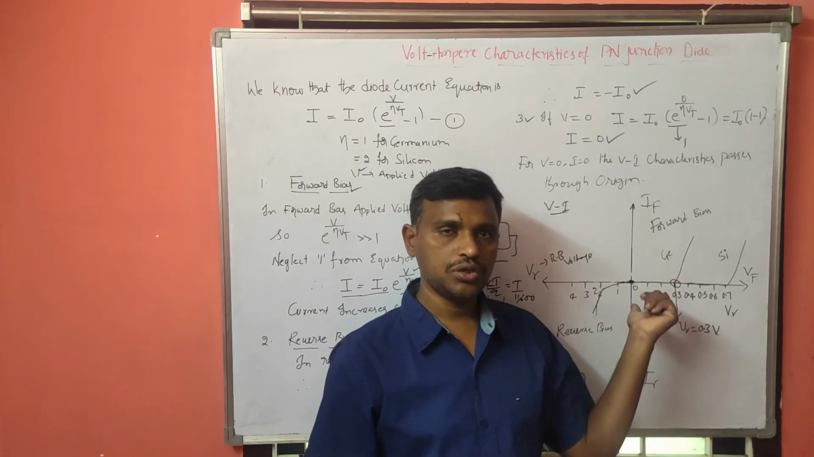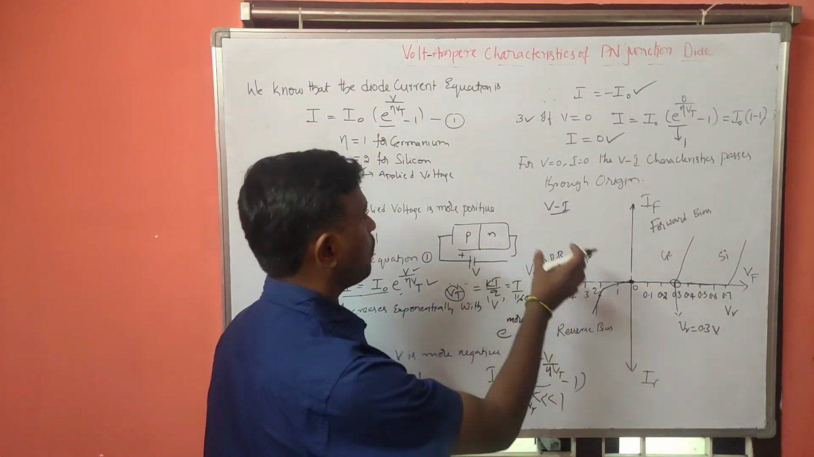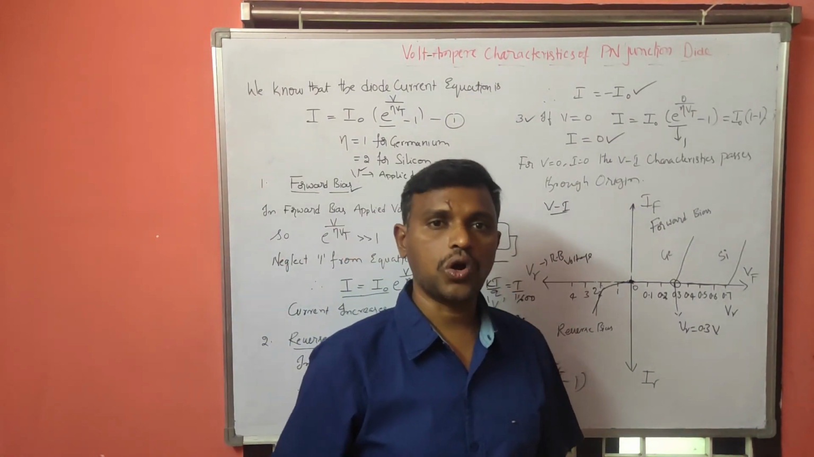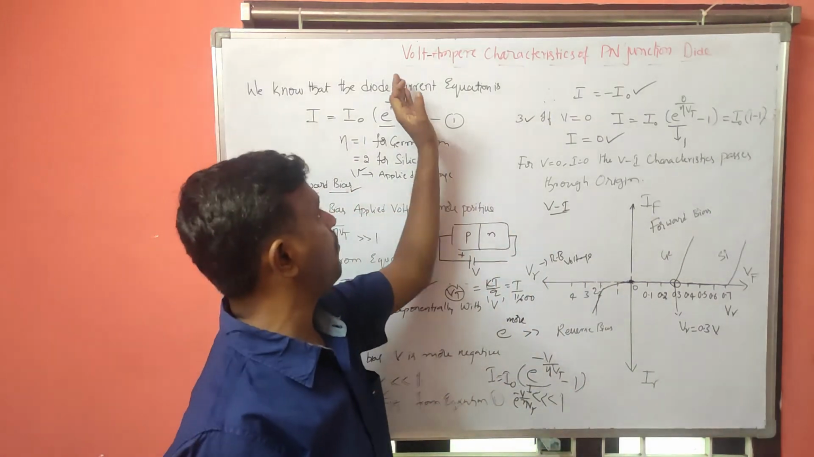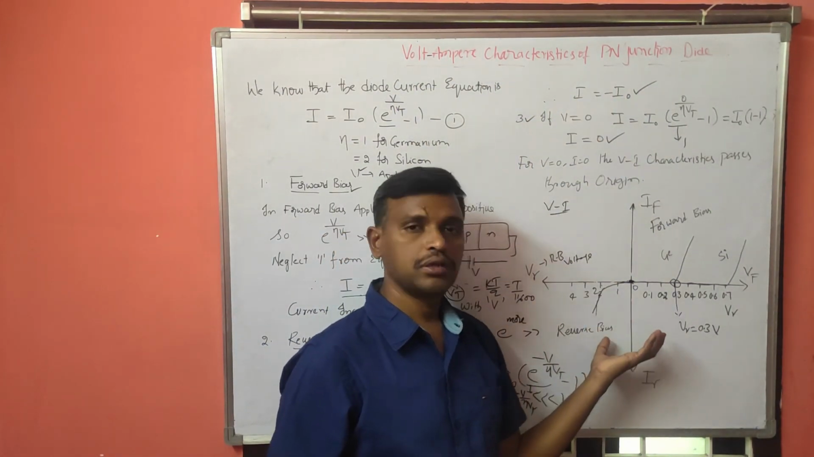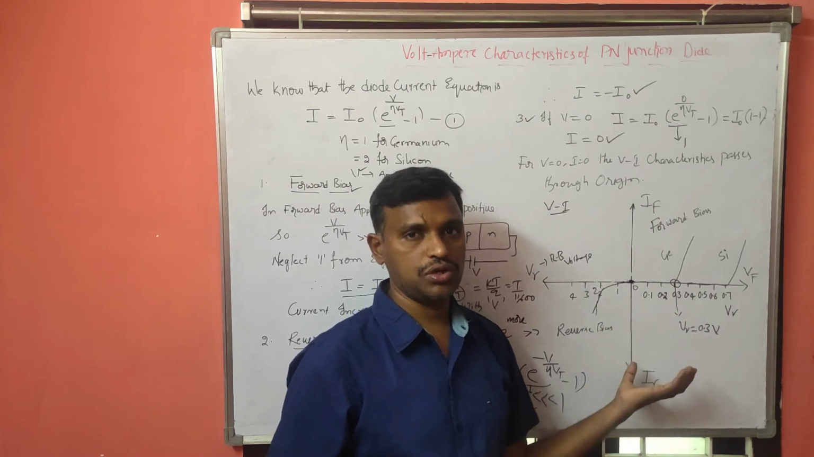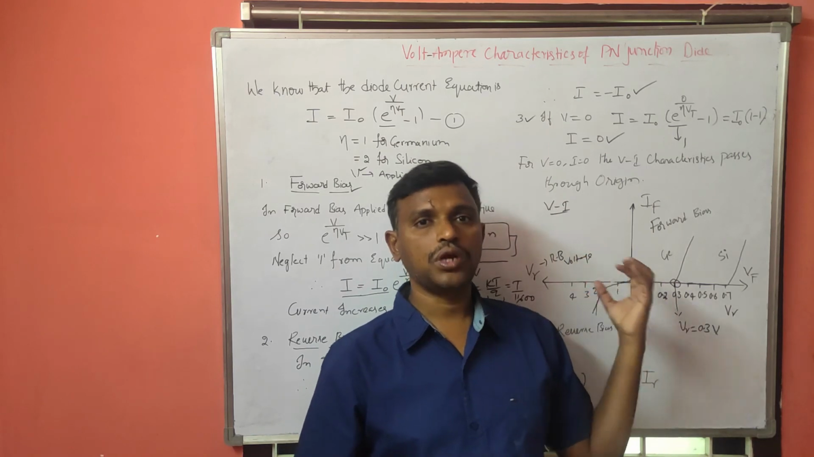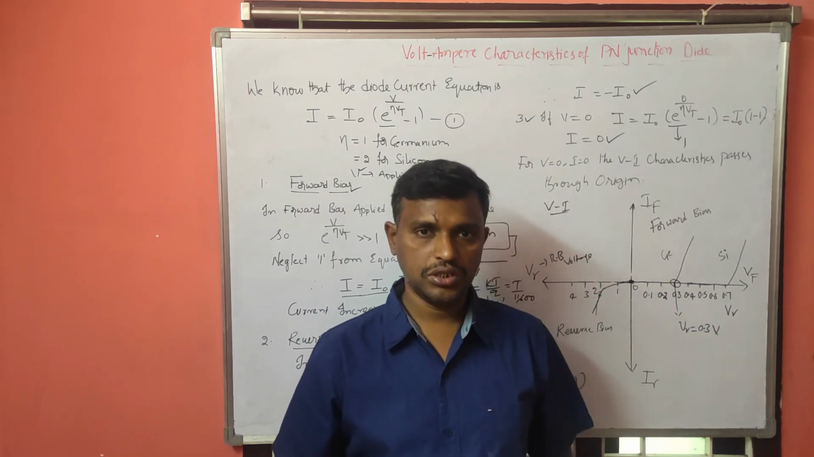So this is the verification of our VI characteristics, or the drawing of the volt ampere characteristics of the PN junction diode, by using the diode current equation. This is the volt ampere characteristics of the PN junction diode.